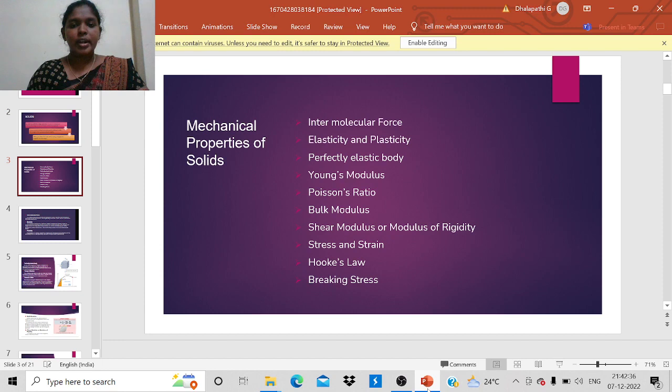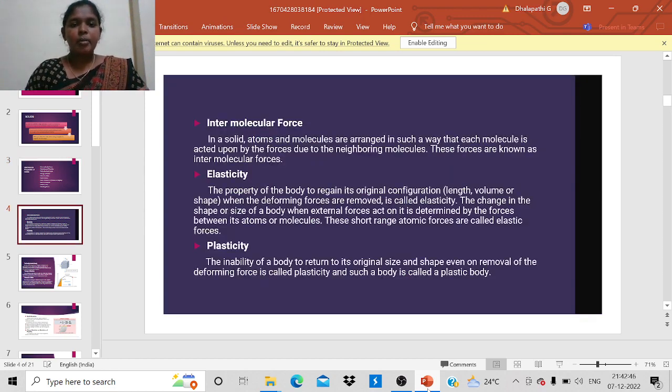Mechanical properties of solids: intermolecular forces, elasticity and plasticity, perfectly elastic body, Young's modulus, Poisson ratio, bulk modulus, and likewise. Intermolecular force. In solids, atoms and molecules are arranged in such a way that each molecule experiences forces due to the neighboring molecules.